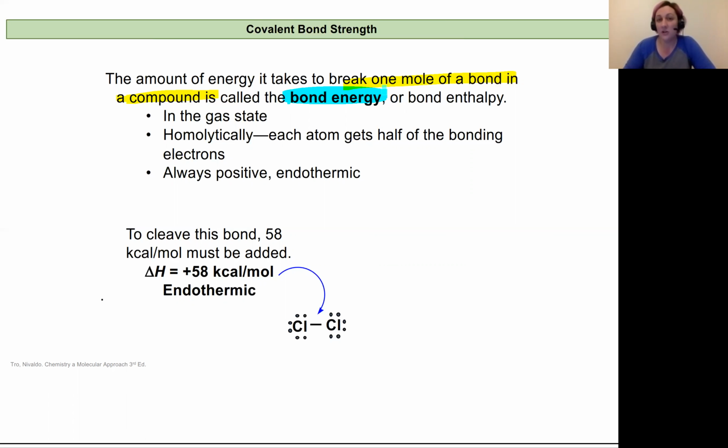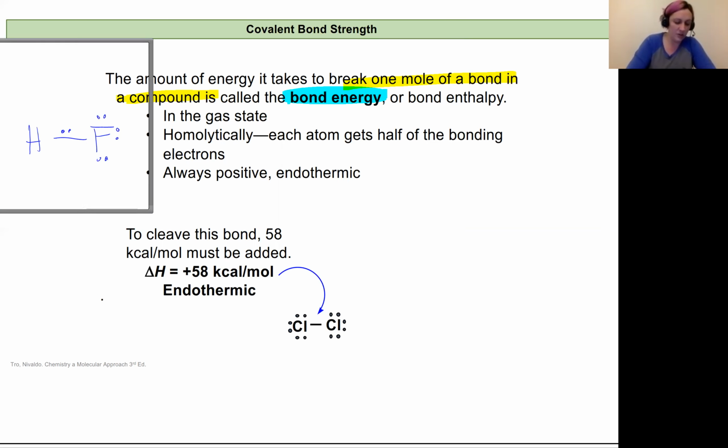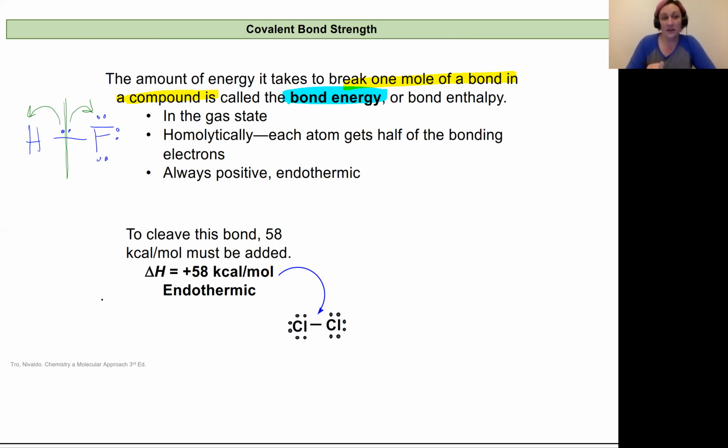So bond energies are measured and reported in the gas state only. We are also talking only about homolytic cleavage. And what does that mean? So homolytic cleavage is when, let's take our hydrogen and fluorine bond. That line represents 2 electrons. A homolytic cleavage is referring to splitting this bond. So 1 electron stays with the fluorine and 1 electron stays with the hydrogen.